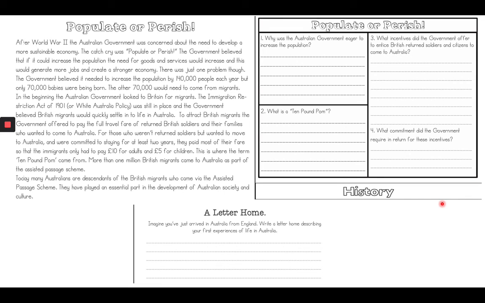And then our last part is a letter home. So on the back page, you are imagining that you have just arrived in Australia from England and you're going to write a letter home describing your first experiences of life in Australia. So think about how it would be different from England and what you would be experiencing. You can pull on some of your own experiences if you have migrated to Australia, or even ask your parents on what some of their experiences were when they first came to Australia.